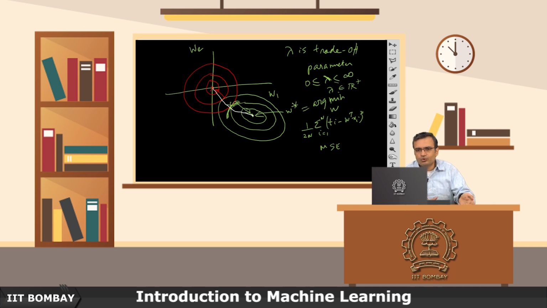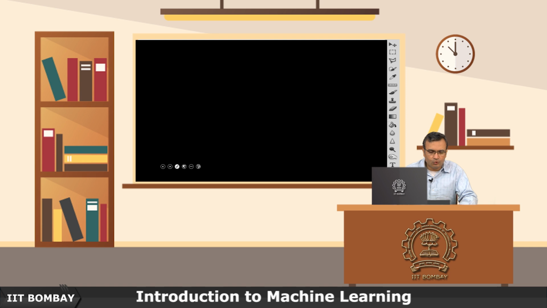So we will use this lambda as a hyperparameter, whereas w will be the parameters, and we will try to find that particular solution where the loss is minimized on the validation data. Now q equal to 2 is not the only possible regularization. We will also look at another possible regularization where q is equal to 1, which is the L1 regularization.